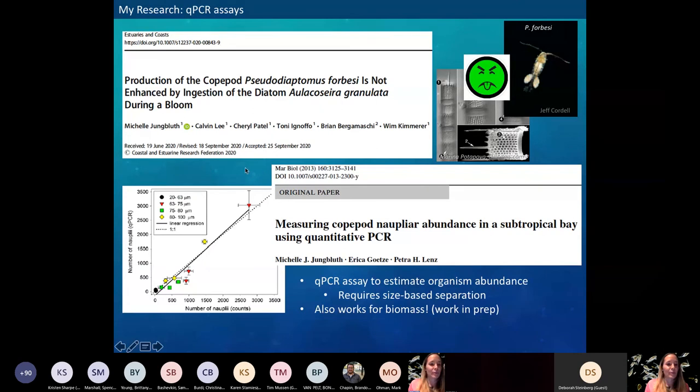And I had to do a plug for this because of our discussion of getting biomass for more zooplankton in the San Francisco estuary. I have done some work using qPCR assays to estimate nauplier abundance. There is some evidence that it works for biomass. So if you're interested in specific groups, this might be one way to look at the biomass of organisms in the San Francisco estuary. So let me know.